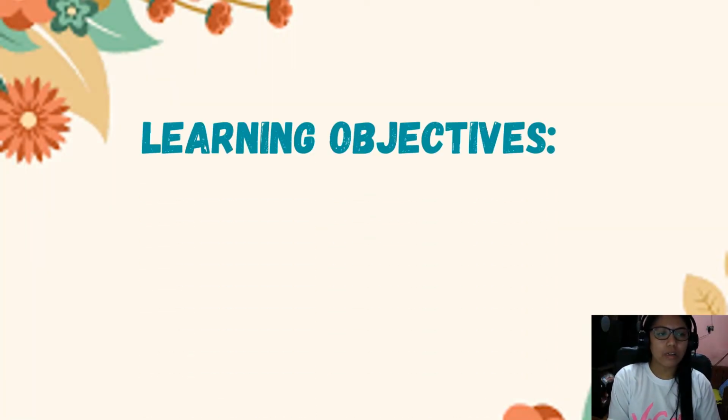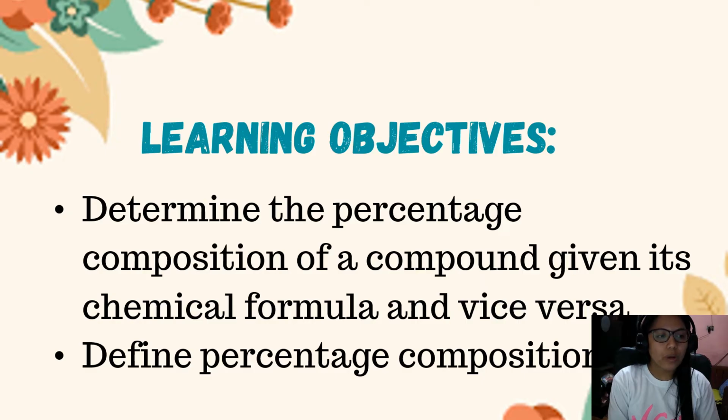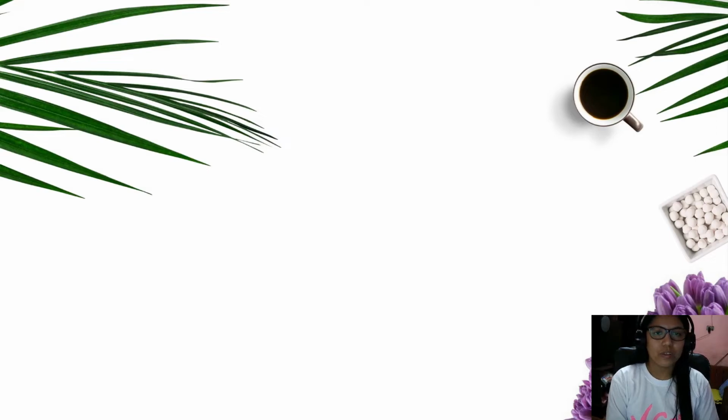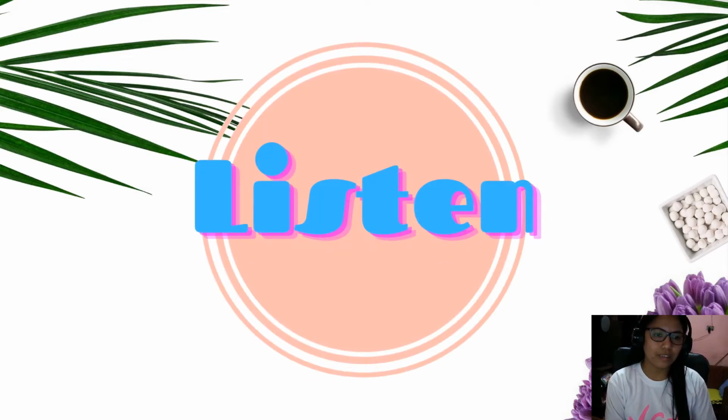So this is our learning objectives. At the end of the lesson, you should be able to, first, determine the percentage composition of a compound given its chemical formula and vice versa. And two, define percentage composition. Alright, so watch this video for a short while.